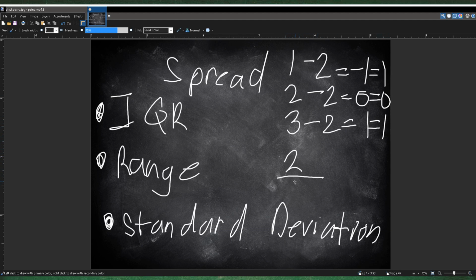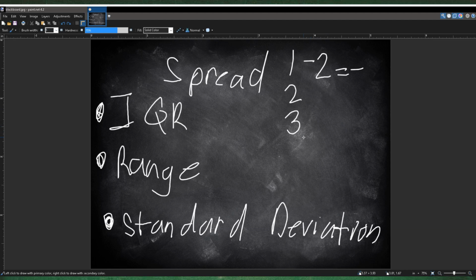Then you divide by the amount of numbers minus 1. There are 3 numbers, 1, 2, 3, and 3 minus 1 is 2. So you divide 2 by 2 and get 1, then you take the square root of that, and the square root of 1 is 1. So you have a sample standard deviation of 1, basically. That is how you calculate for spread.